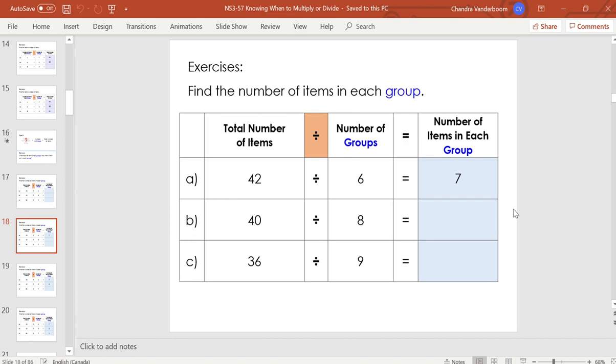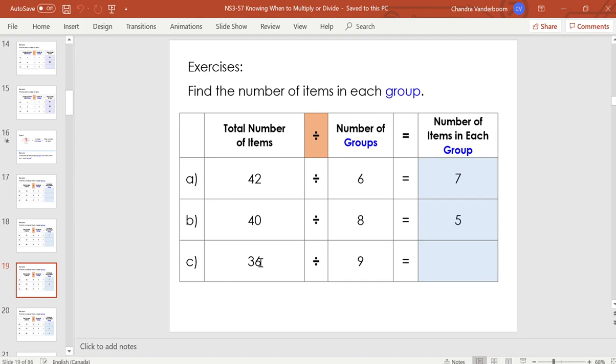Ready? 8, 16, 24, 32, 40. How many fingers do you have up? I hope it is 5. Because 40 divided by 8 equals 5, because 5 times 8 equals 40.